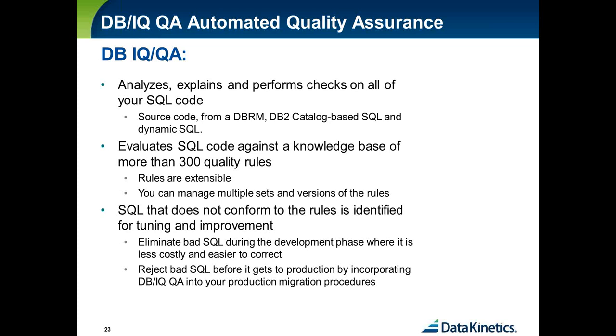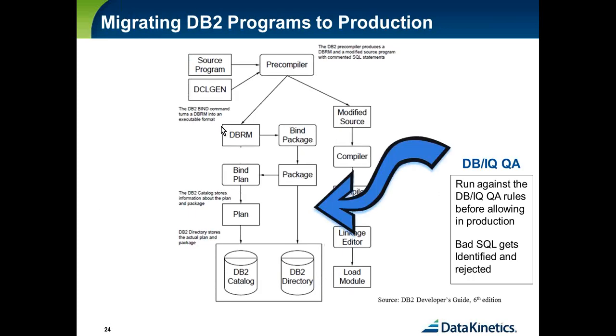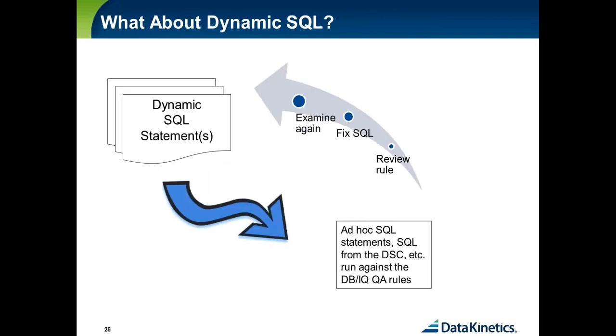into your migration procedures. So you've got your programs that go through the precompile and the bind process. You can inject DB2 QA into this procedure so that as part of binding your packages, it examines the rules and rejects those packages that have bad SQL in it. So it identifies where the problem is, and it says this needs to be corrected because it doesn't conform to this particular rule, thereby enabling you to get better quality SQL in your production environment.